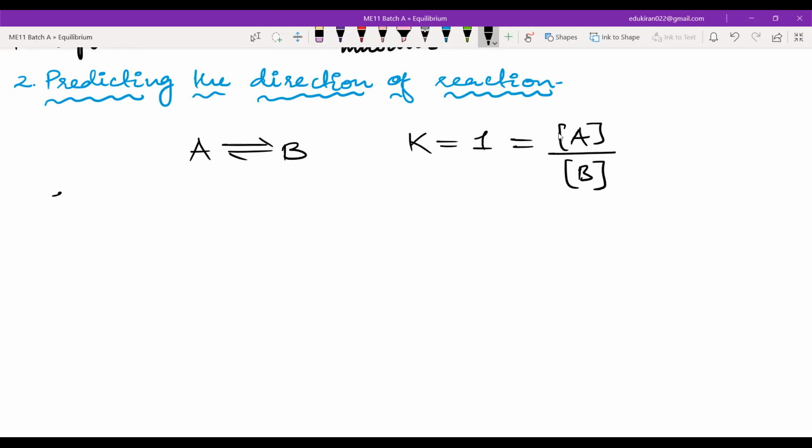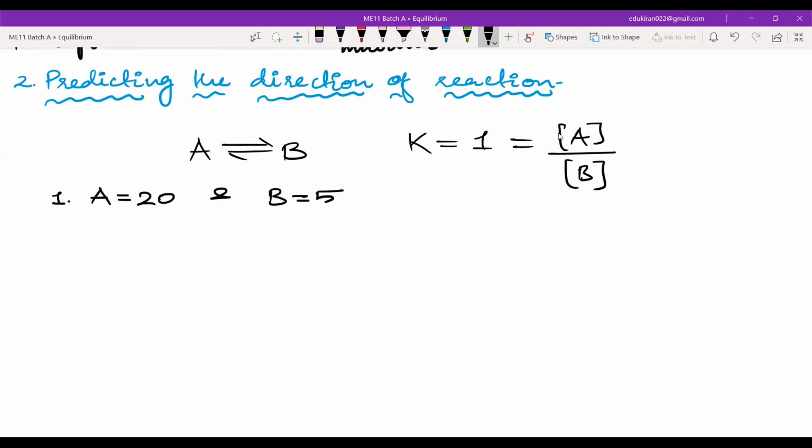So let me say that initially, I took 20 moles of A and I took 5 moles of B, and I kept that in a closed vessel, and I wanted it to reach equilibrium. I wanted to measure what would happen. But I know that K is equal to 1. Then what do you think is going to happen?